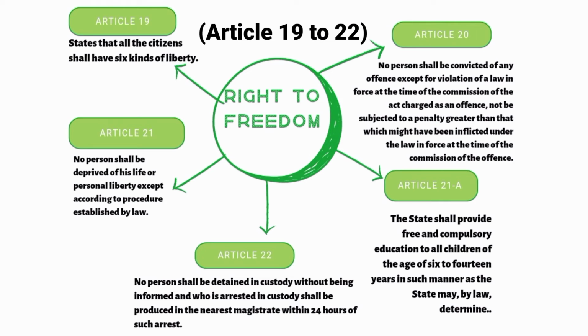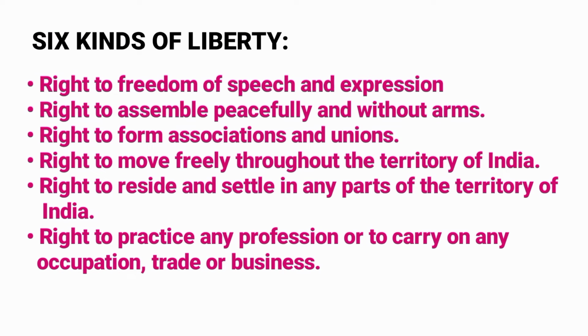So, Article 19 to 22 deals with right to freedom, whereas Article 19 gives 6 kinds of liberties to citizens. They are right to freedom of speech and expression, to assemble peacefully and without arms, to form associations and unions, to move freely throughout the territory of India, to reside and settle in any parts of the territory of India, and to practice any profession, or to carry on any occupation, trade, or business.